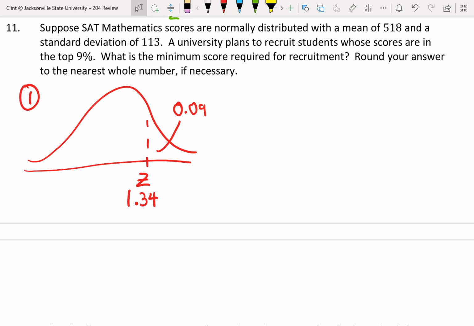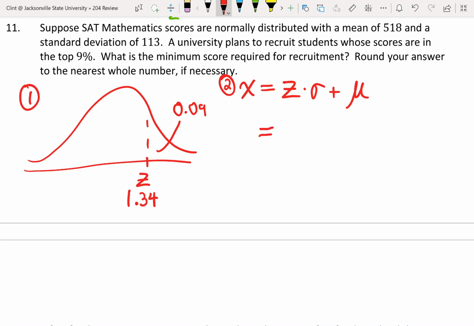You could also do 1 minus that and look for 0.91 in the table, and you'll get positive 1.34. So there's my Z value. Now I need to change that to an SAT score. We're given the mean and the standard deviation. We've just found the Z. So remember, we have that formula. It says X is Z times sigma plus mu. That'll be on the formula sheet.